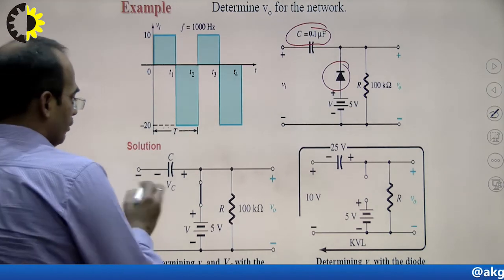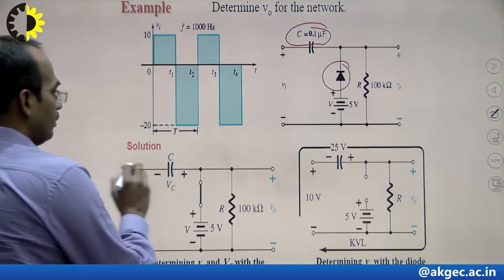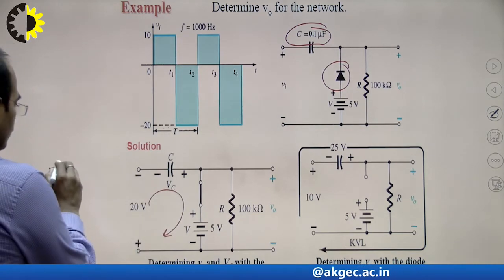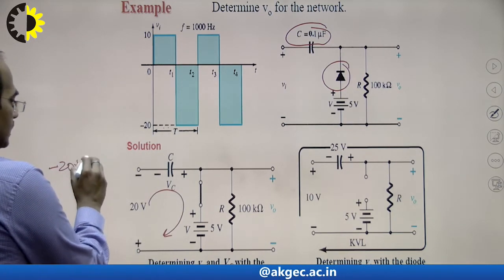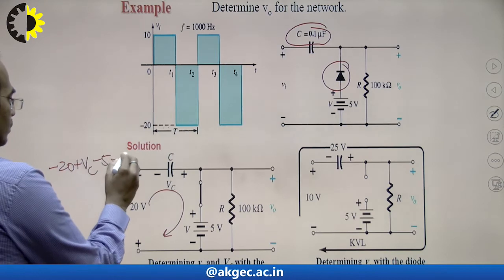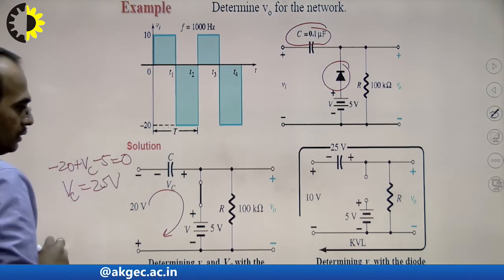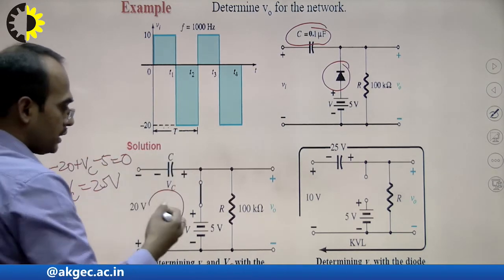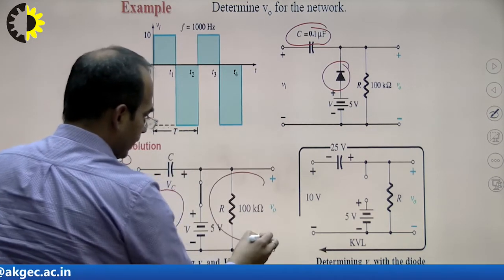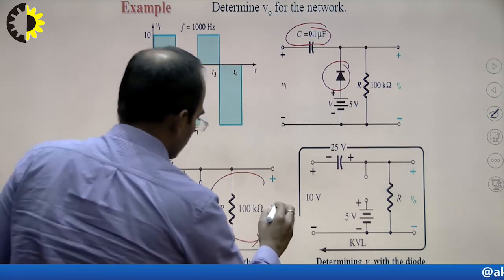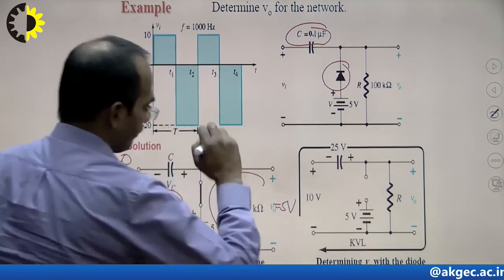What will be the value of Vc? You can apply KVL in this loop: minus 20 plus Vc minus 5 is equal to 0. So Vc is equal to 25 volt. What will be the output across this? V naught is nothing but, you can apply KVL in this loop: V naught minus 5 is equal to 0, so the output will be 5 volt.